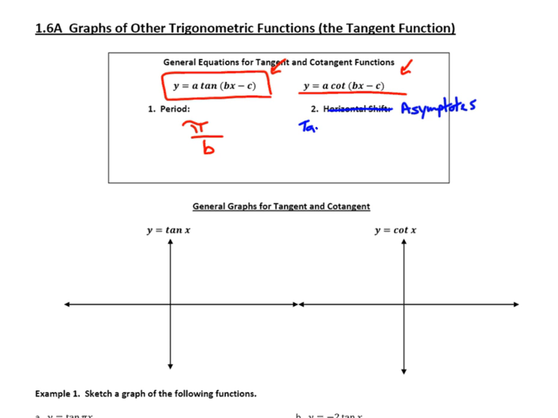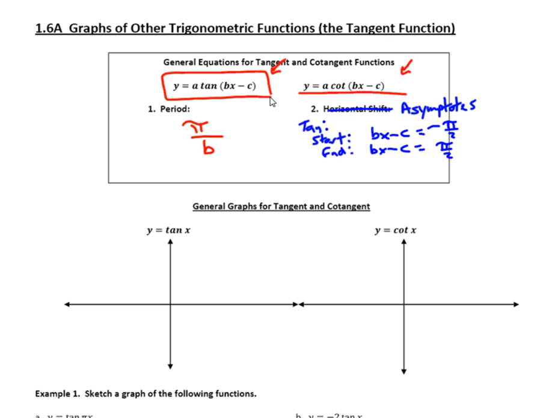So tangent, there's a start of the tangent graph. It's at bx minus c equal to negative pi over 2. And it also has an end. That's at bx minus c equal to positive pi over 2.